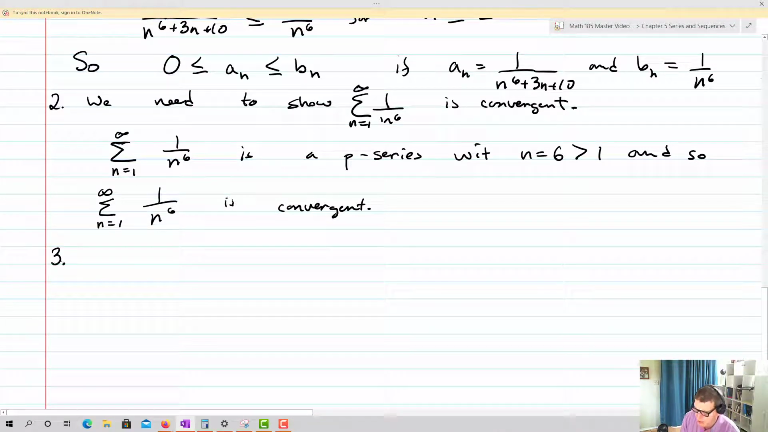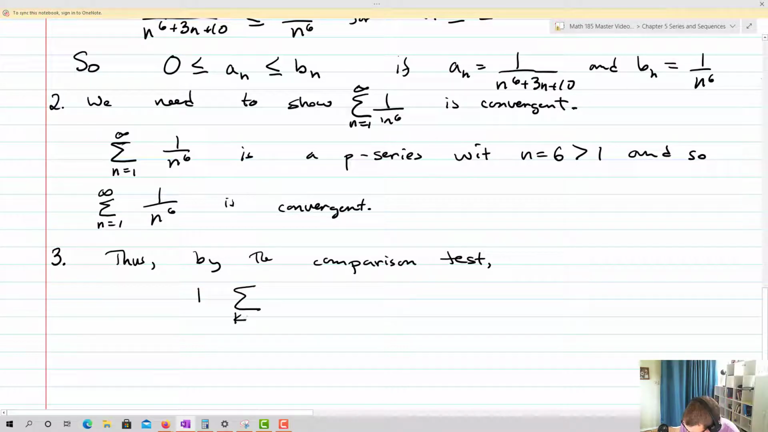So the third part is just to state, thus, by the comparison test, our series, the sum, k equals 1 up to infinity of 1 over k to the 6th plus 3k plus 10, is convergent. And that finishes it. So we've got 3 parts here.